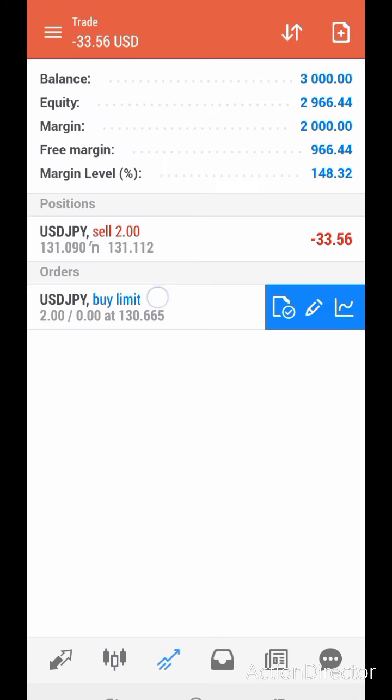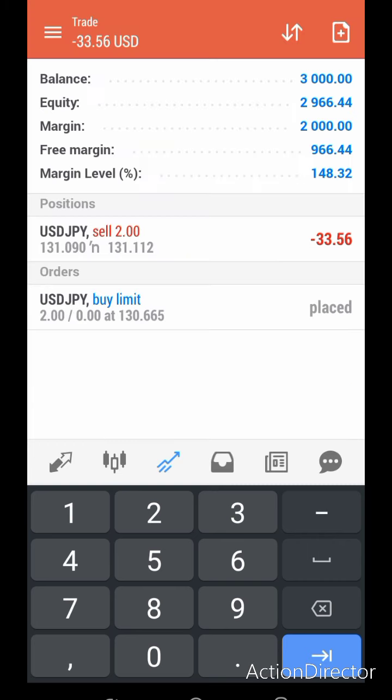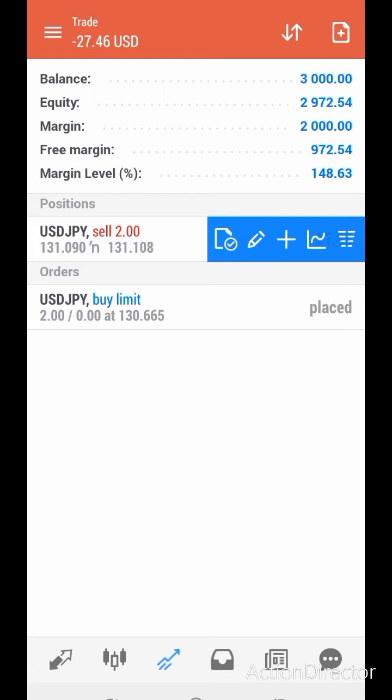So you can also come here and then put your stop loss, put your take profit. As you can see, it is a limit. That means we are not yet in the trade. If it actually gets triggered, then we will be on the trade like this.